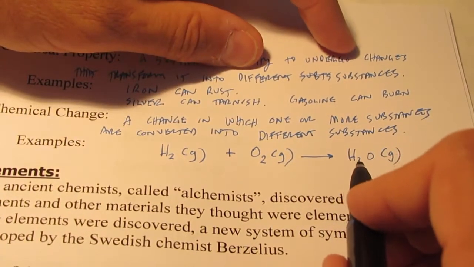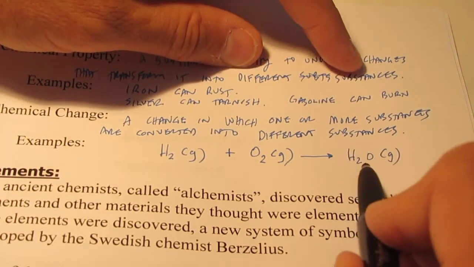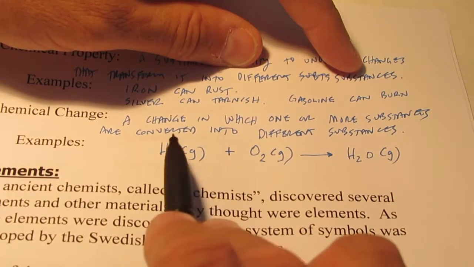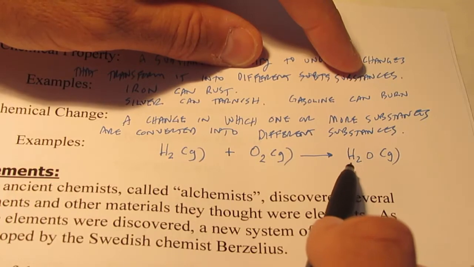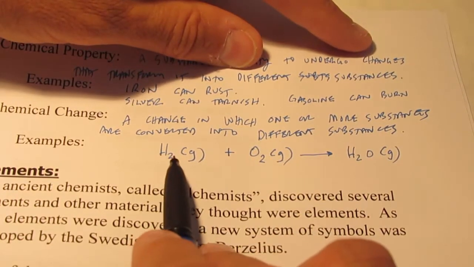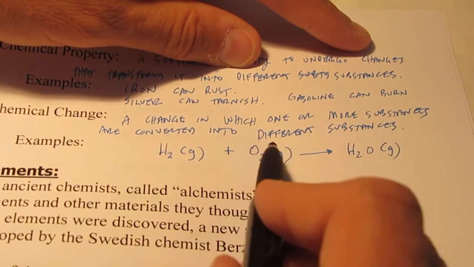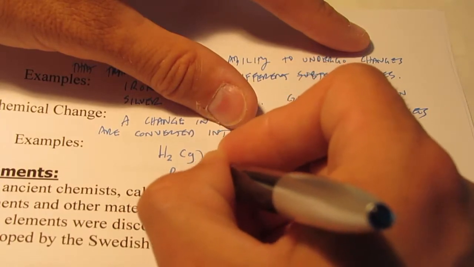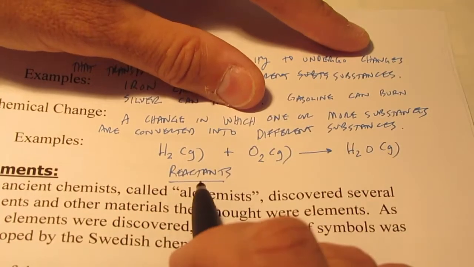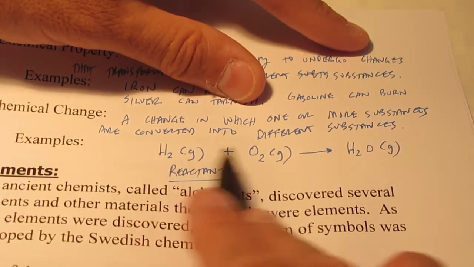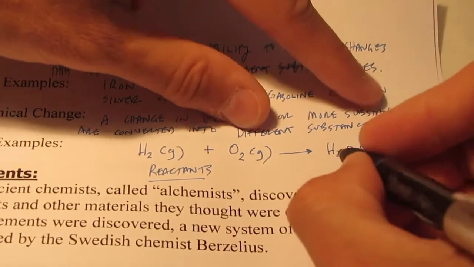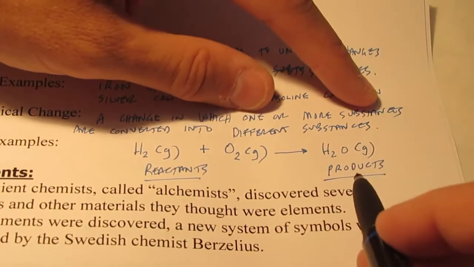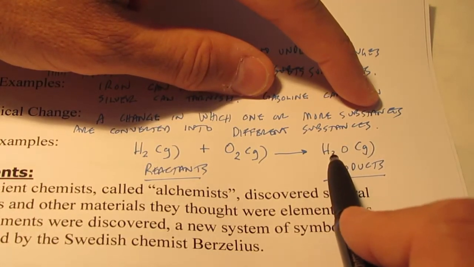Now I've changed them into a different substance. Water has completely different properties than hydrogen and oxygen. So I've changed them into something new, and that's called a chemical change. Now when I write this type of chemical reaction out, these things I begin with are called reactants. So the reactants in this chemical change are hydrogen and oxygen gas, and the things I end up with are called products. And in this case, I have one product, and that's water gas.